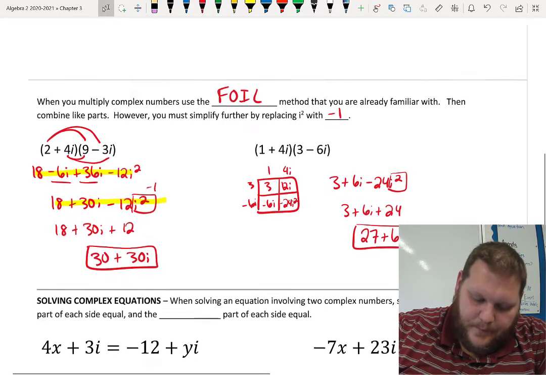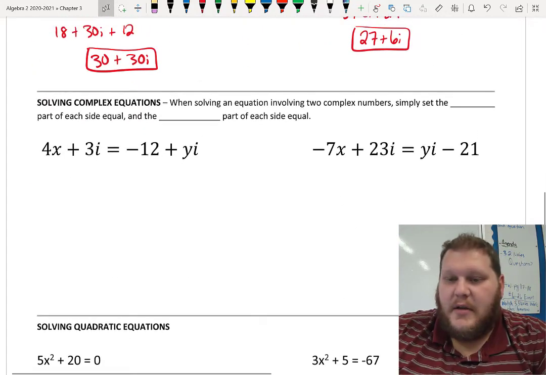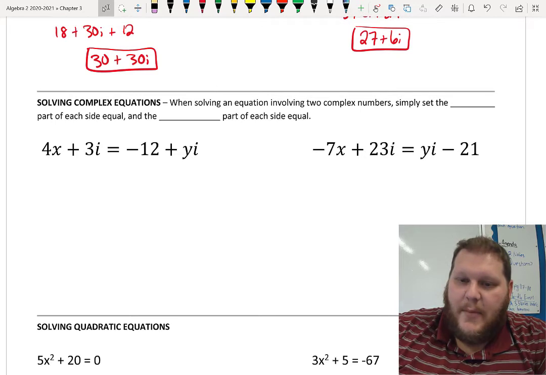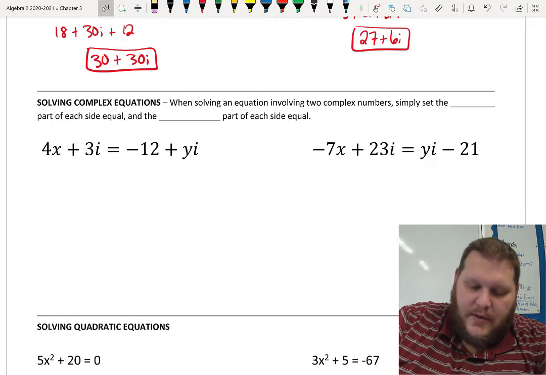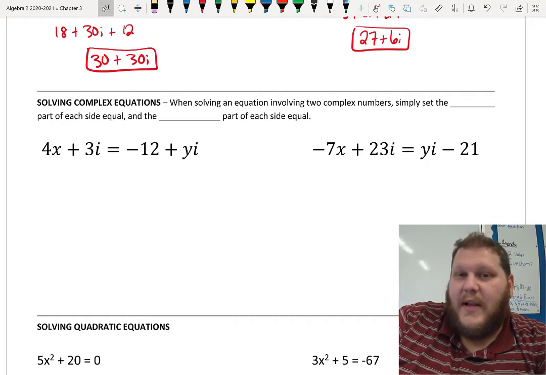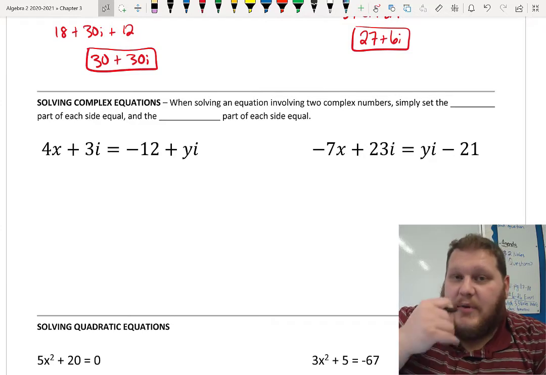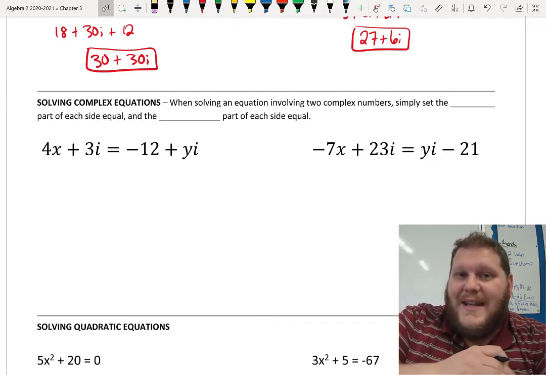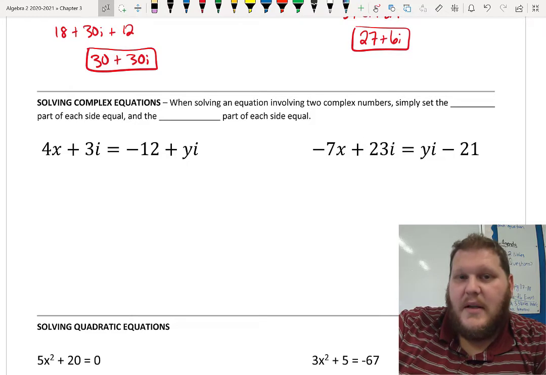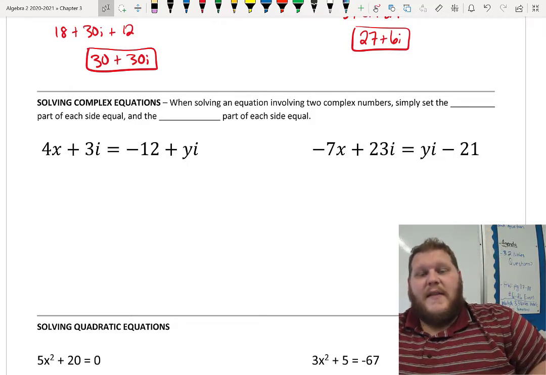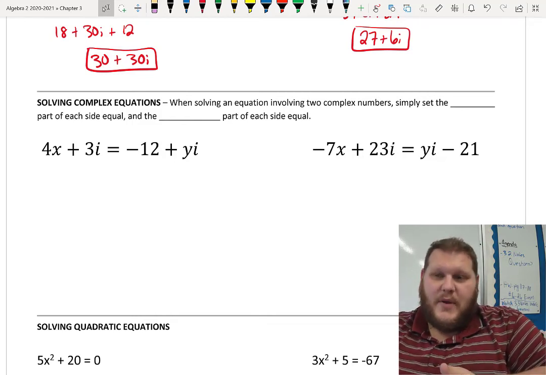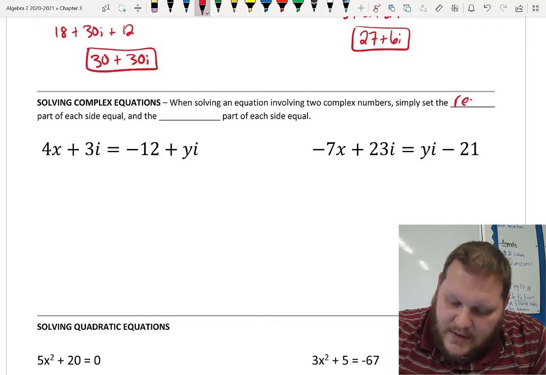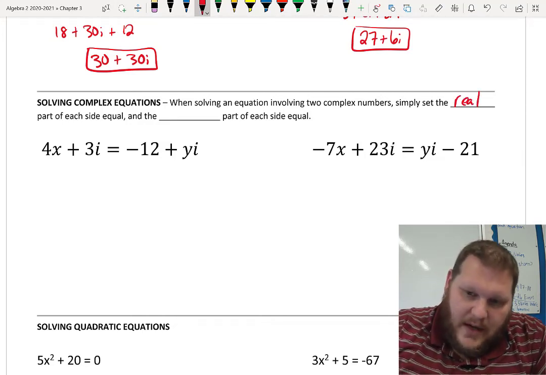Okay. So second to last part here, solving complex equations. For solving complex equations, remember, my real and my imaginary parts have to stay separated from each other. So if you have an equation that involves complex numbers, with two complex numbers set equal to each other, because my reals stay separated from my imaginaries, the real part and the real part have to be equal to each other, and the imaginary part and the imaginary part have to be equal to each other. So all you're going to have to do is set your real parts equal to each other and your imaginaries equal to each other.